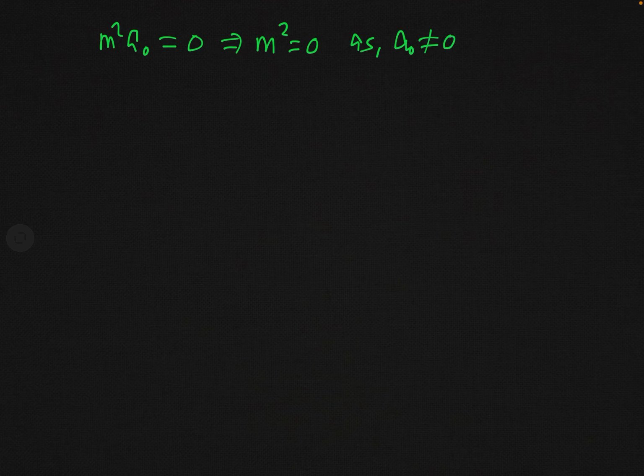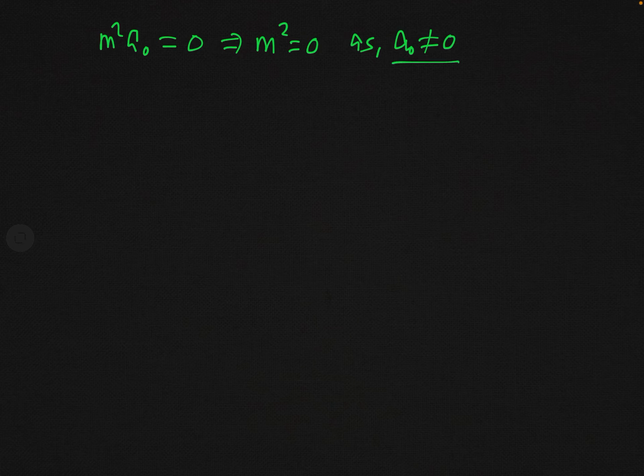So m² a_0 is equal to 0. And as you can see here, this equation implies that m² will be equal to 0. Why? Because you know a_0 is an arbitrary constant, so it is not necessary that it will be 0. So we can say that a_0 is not equal to 0.